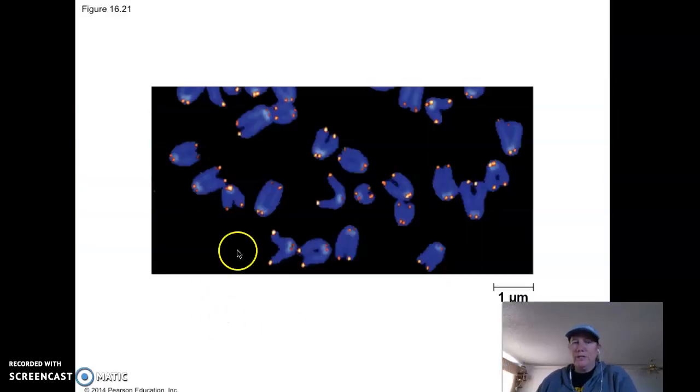So here are the telomeres. You can see them on the very ends of chromosomes, and that's where you stop, and they're also supposed to kind of protect the chromosome from eroding.